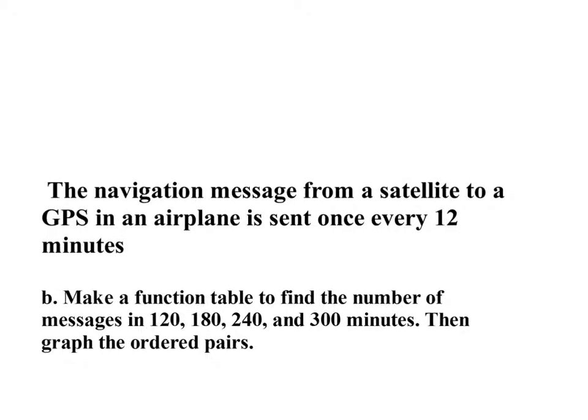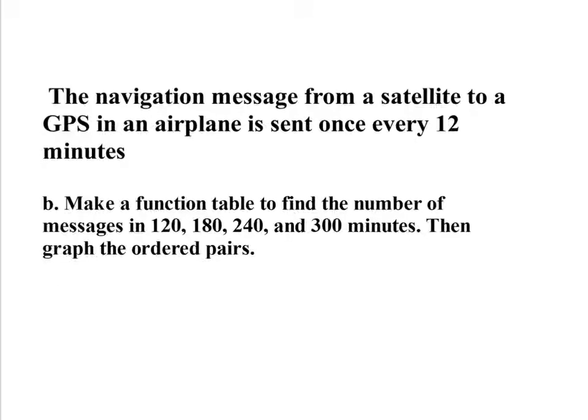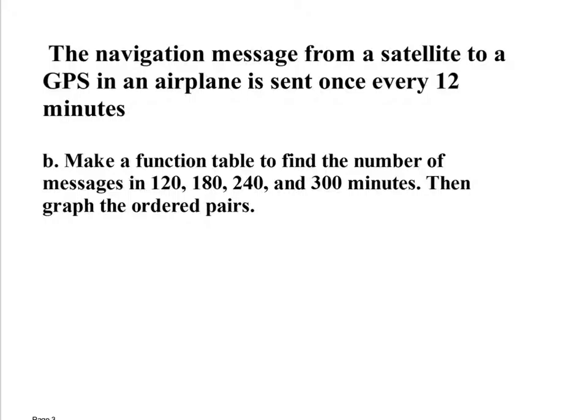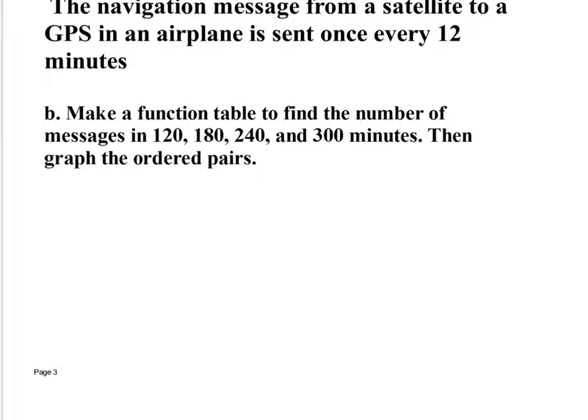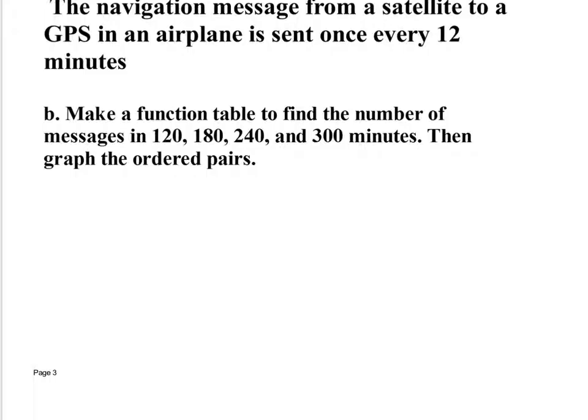Okay, so you should have written A, and then you should have written T over 12 equals N. Here's going to be our answer for B. B says make a function table to find the number of messages from 120, 180, 240, and 300 minutes. And then graph the ordered pairs. So what I want you to write is B, like that. And now we're going to make a function table.